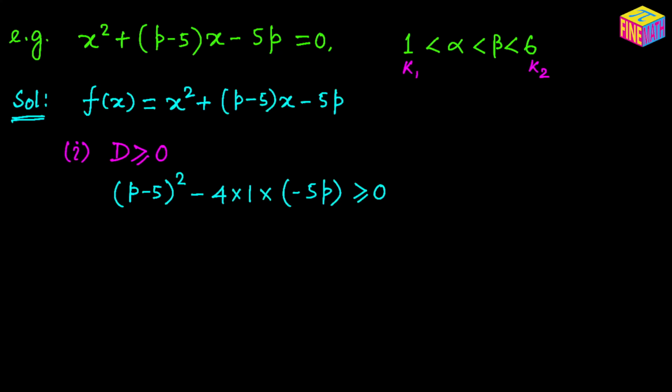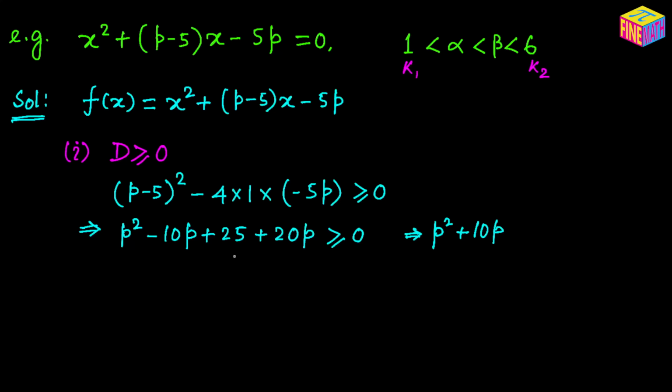So from here, let's try to solve for p. If we simplify it, this will be p squared minus 10 times p plus 25, and then we will have positive 20 times p, that will be greater than or equal to 0. And from here, can we write it like this? This will be p squared, negative 10 times p and positive 20 times p, that would be positive 10 times p, and then we have plus 25, that will be greater than or equal to 0.